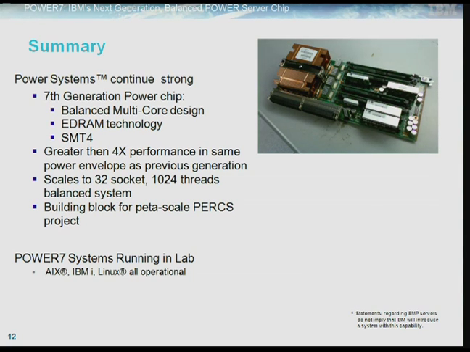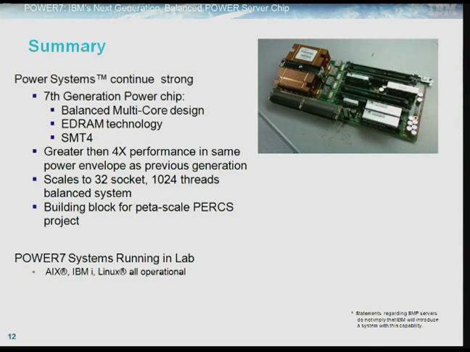In summary, Power 7 continues the tradition of innovation in the power system processors. This 7th generation chip adds balanced multi-core design, embedded DRAM technology, and 4-way simultaneous multi-threading to the power innovation portfolio, providing over 4 times the performance in the same power envelope as the previous generation chip.